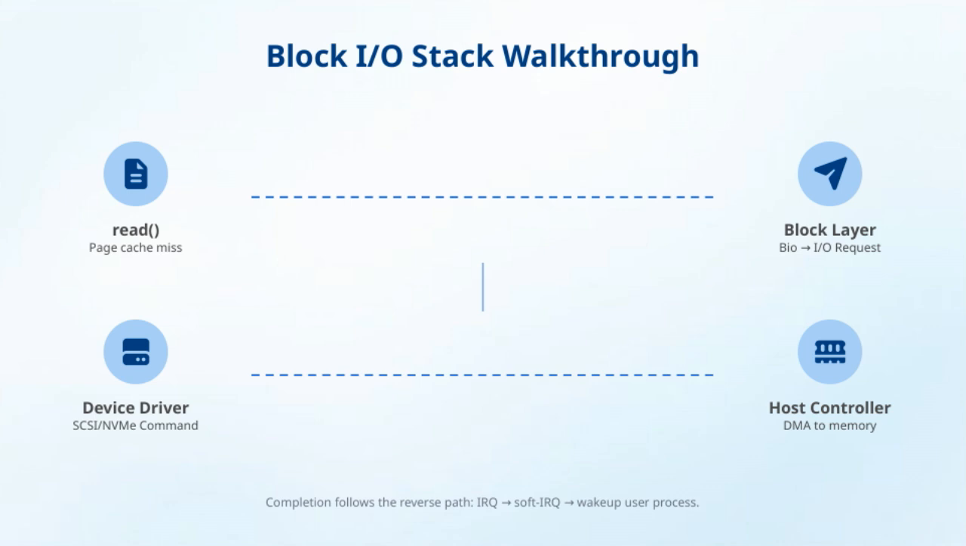From there, the block I/O layer takes over, converting those commands into BIO or I/O requests. These are the fundamental units of I/O in Linux, representing specific read or write operations. When a read operation occurs, it might result in a page cache miss, meaning the data isn't in memory cache and must be fetched from disk. This triggers the block I/O stack to walk through its layers, initiating the data retrieval process.